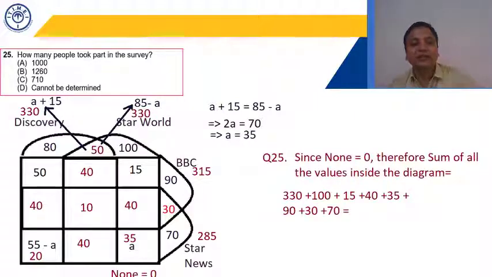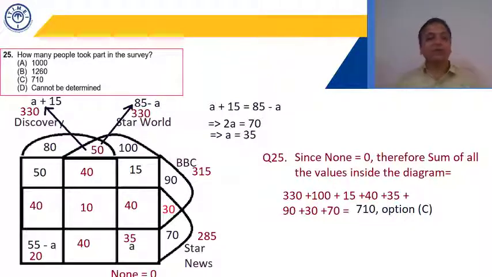Now Discovery is already 330 counted, plus 100 plus 15 plus 40 plus 35. This is the remaining Star World outside Discovery, plus 90 plus 30 plus 70. So when you add all the values, 330 plus 100 is 430, 15 plus 35 is 50, 30 plus 50 is 480, plus 40 is 520, plus 100 is 620, plus 90 is 710. That comes out to be option C.